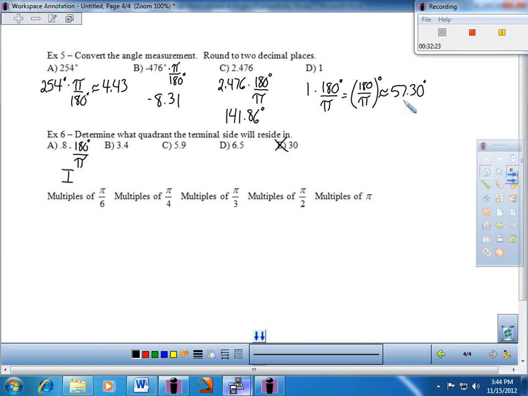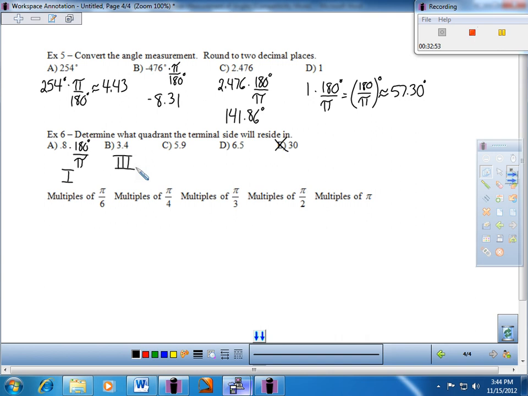Well, let's see. 3.4, I actually have in quadrant 3. And remember, pi radians is 180 degrees. Now pi is about 3.14. And so 3.4 radians is a little more than pi, so it's a little more of a rotation into that 3rd quadrant.